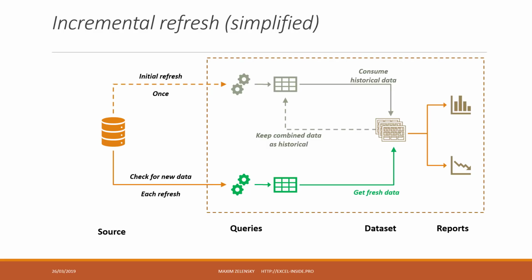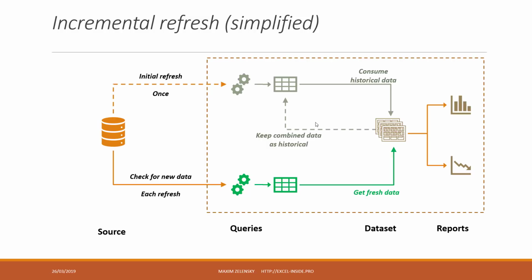As you may remember from the previous video, this is a classical incremental refresh scheme. So when we got historical data, here we combine it with the fresh data, which comes from this query, and then we combine it in the data set and keep combining data as historical. For the next refresh, historical data will not be queried anymore, but previously added fresh data will be also kept as historical. On the second and consequent refreshes, only the fresh data will be pulled from data source, and then it will be added to the historical data and previous fresh data.